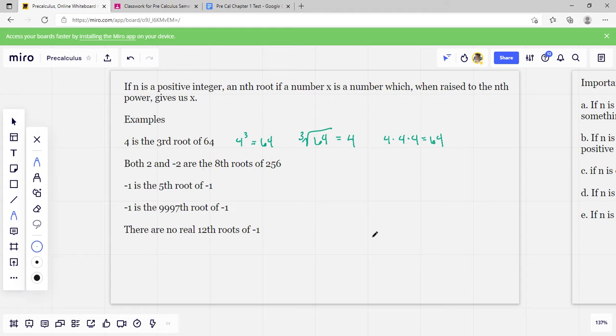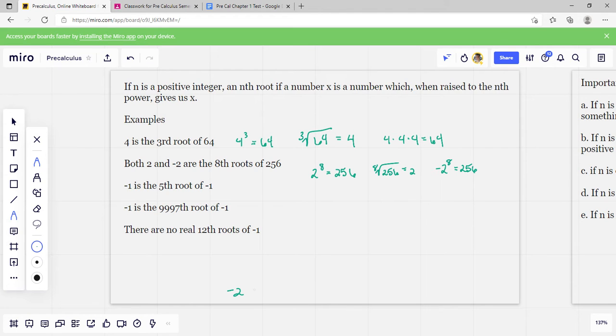Both 2 and negative 2 are the eighth roots of 256. So if we said 2 to the eighth, we would get 256. Or if we said, what is the eighth root of 256, we're going to get 2. 2 times 2 times 2 times 2, 8 times. But it would also be true if we said negative 2 to the eighth is 256, because those negatives would cancel each other out if we had 8 of them.